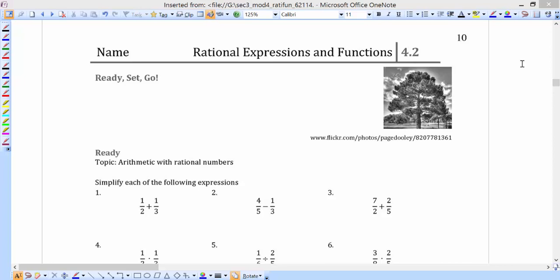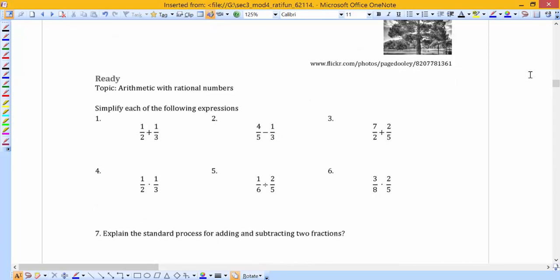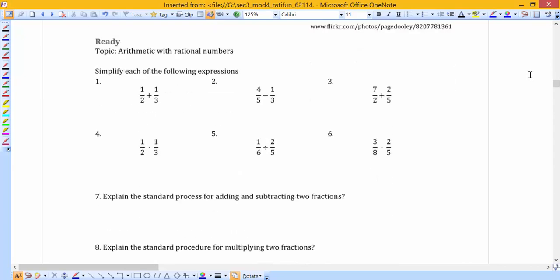So when I'm looking at the ready, I see more fractions, and you're all probably groaning right now, complaining that, oh my gosh, I hate fractions. I don't want to do this. Fractions are our friends. They're not that bad. If you can work with fractions, you could do anything. So have confidence. You know how to do this.